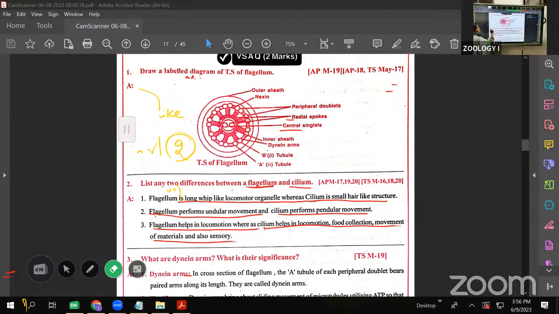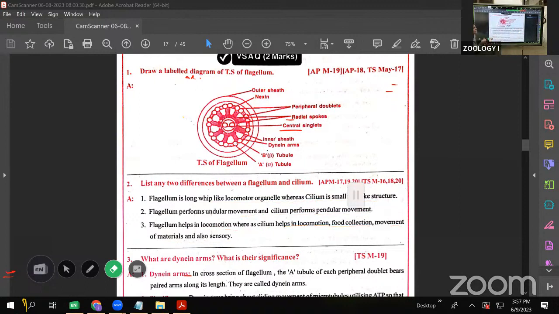In the 6th lesson also VSAQs are there, but in the 7th lesson, no VSAQs. Sometimes they will ask 1 or 2 VSAQs. That I will explain in the next classes.